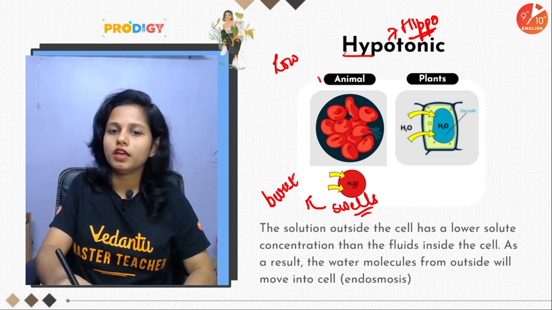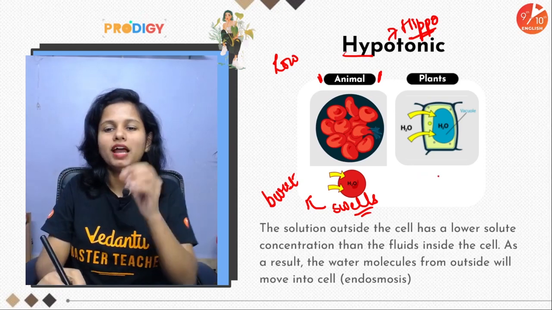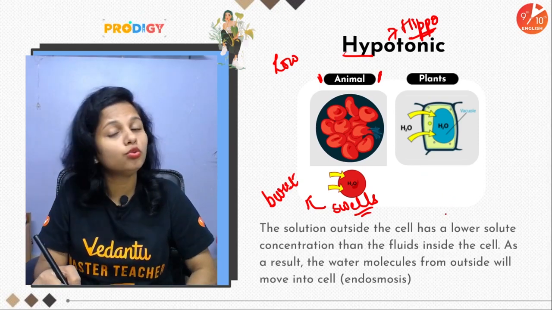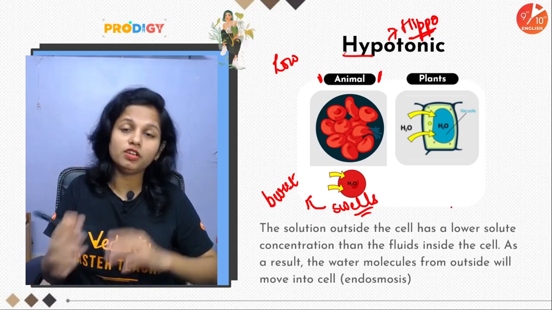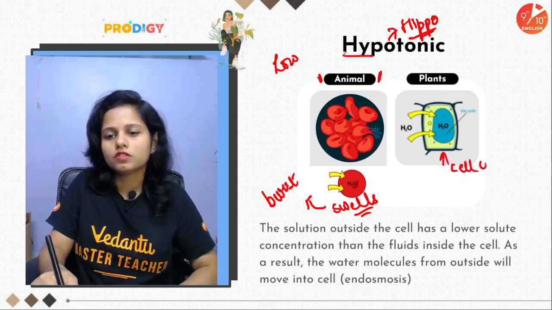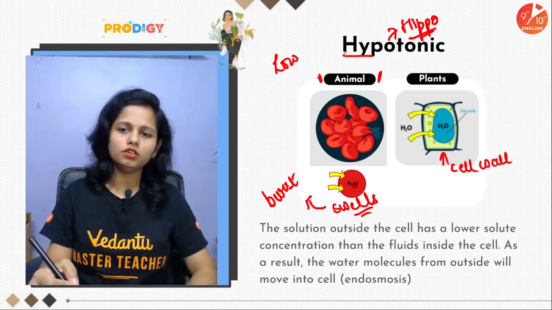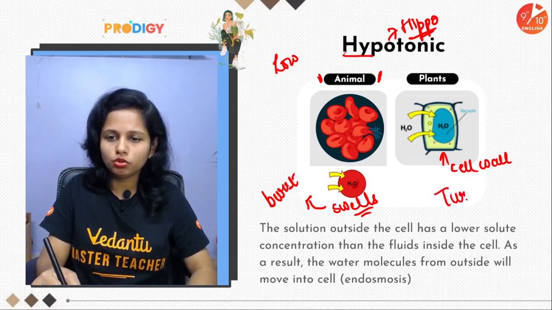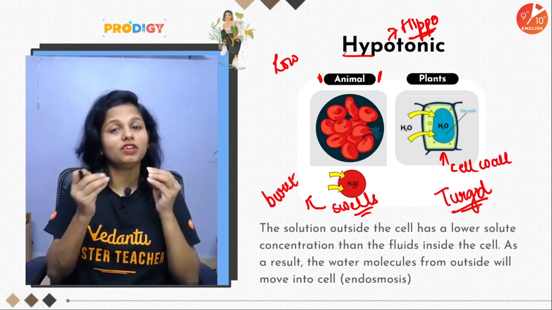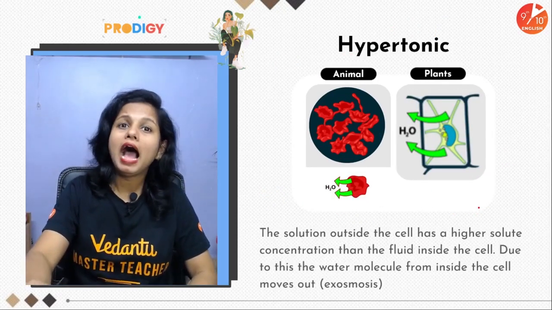But this applies only to the animal cell. When we talk about plant cells, they will swell a bit, but they will not lose their shape. They will not burst. Why? Because they have a cell wall which prevents the cell from bursting. So plant cells, though they become turgid, will never burst, they will never lose their shape. Okay, so that's about hypotonic.